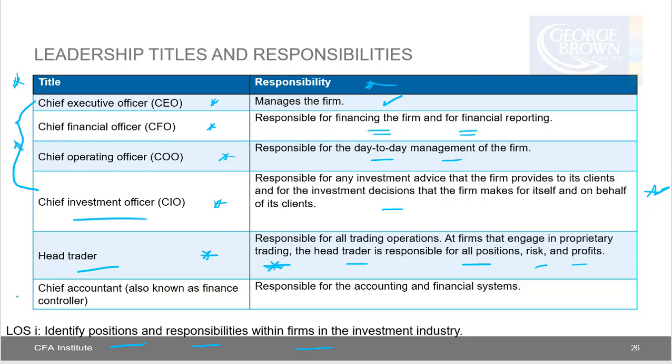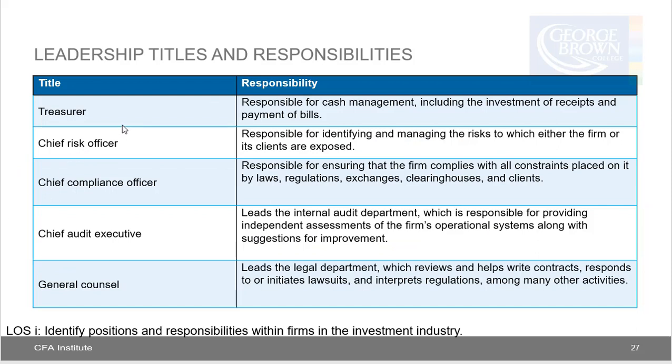Okay. The chief accountant, or sometimes known as the financial controller, and I was a finance director in my past life, not at a financial firm though, for SAP, software company. So chief accountant, financial controller, finance director, that role is responsible for the accounting and financial systems. Moving on to the next slide, we can see that we're starting here with the treasurer. The treasurer is responsible for cash management, including the investment of receipts and payment of bills.